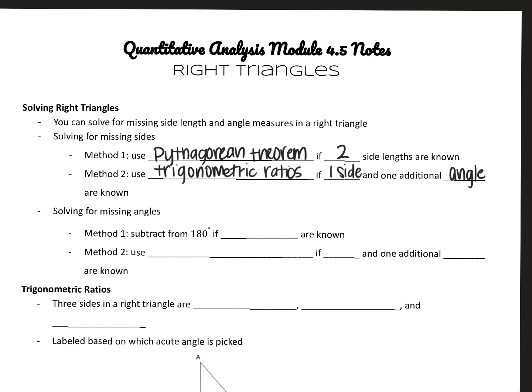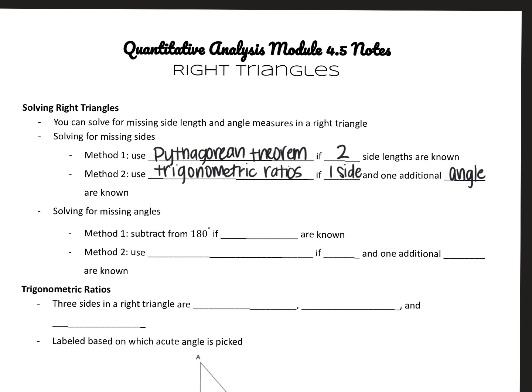So we already know, because it's a right triangle, that one of the angles is 90 degrees. So we do have to know one additional angle other than that to solve for a missing side.